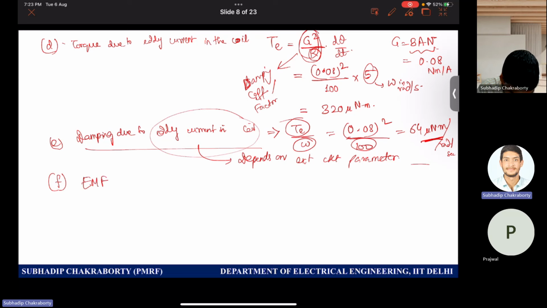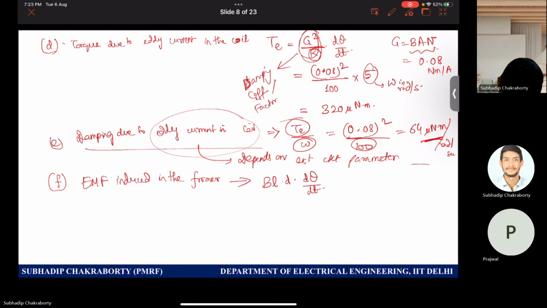In the next part of the problem, we have the EMF. They are asking to calculate the EMF that is induced in the former. So how to calculate the EMF induced in the former? It is nothing but B times L multiplied by D into d theta dt. So this is the velocity term.